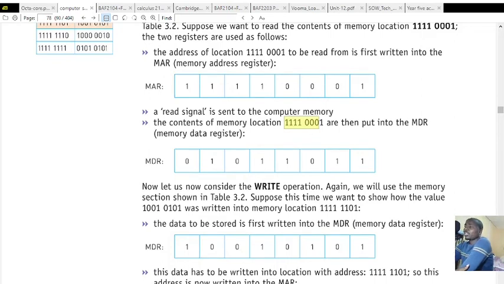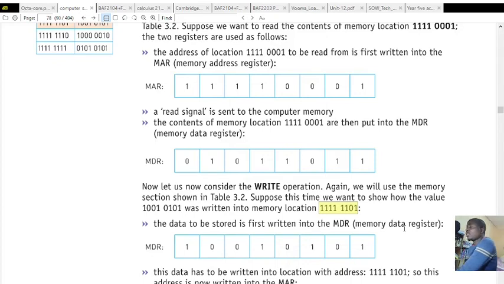Suppose we want to show how the value 10010101 was written on memory location 1111101. I'm talking about this memory location which has this in it. So we want to look at how this binary value was written inside this memory location, represented by this binary value. The data to be stored is first written into the memory data register.